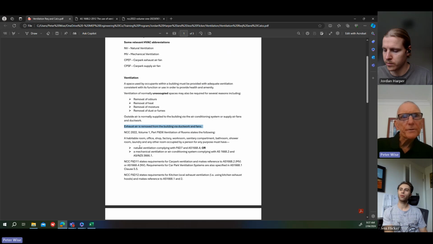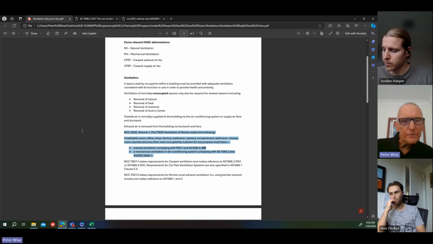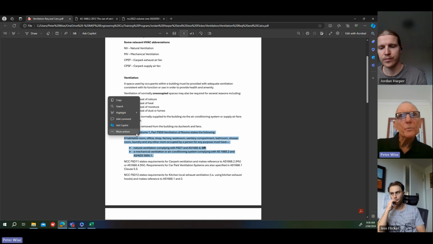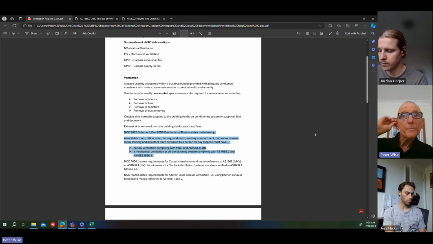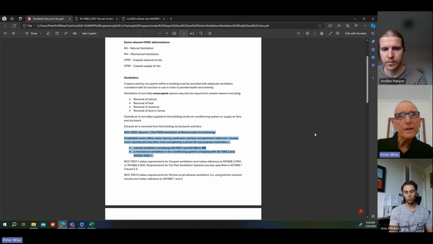So I'm just going to introduce you to the relevant codes, which I try to do each time so that you're familiar with what applies to ventilation. The NCC, National Construction Code, which factors in most things that we do. Volume 1, Part F6D6, ventilation of rooms, states the following: a habitable room, in other words, a room that people occupy, office, shop, factory, workroom, sanitary compartment, bathroom, shower. This is verbatim, straight out of the code. Laundry and any other room occupied by a person for any purpose must have either natural ventilation, complying with F6D7 and AS 1668 Part 4.